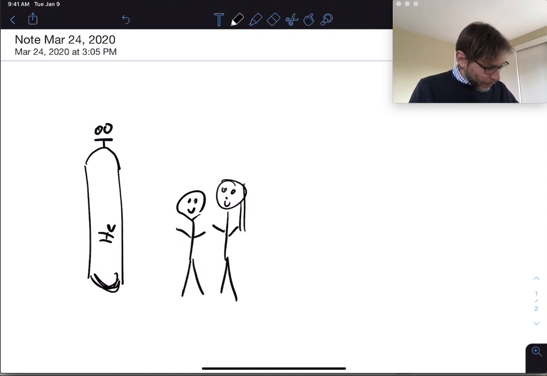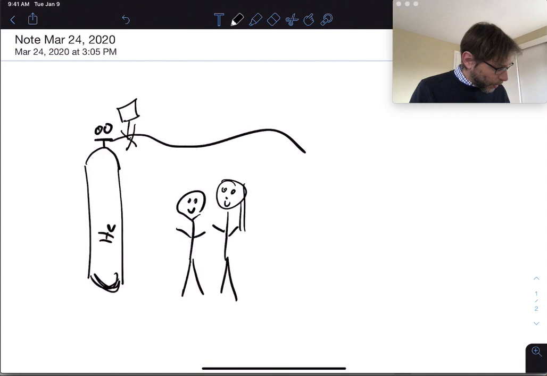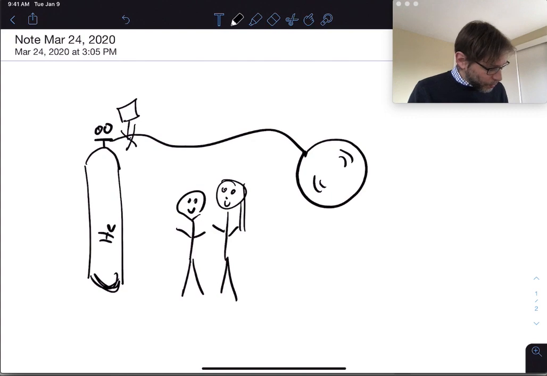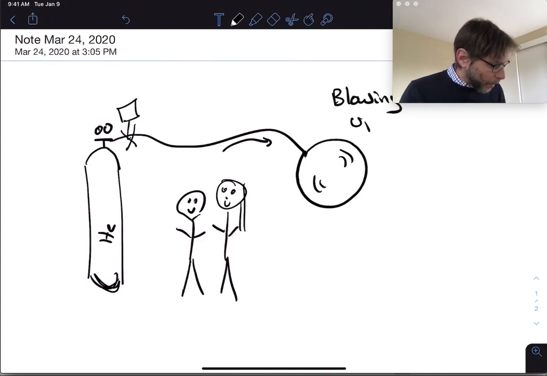Then essentially what you've got is a line that comes from this high pressure tank, like a tube, and there's a valve maybe here. So there's a tube and a valve, and then at the end there's a little nozzle, and you're filling up a balloon. There's some helium flowing into this balloon. We'll just say blowing up a balloon.